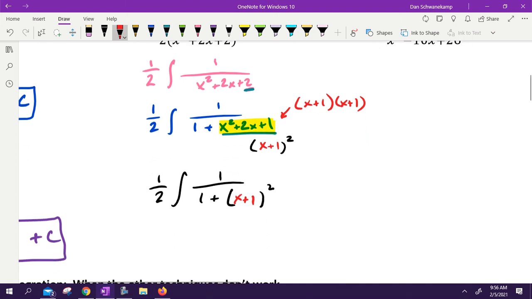It's in that form we want. It's 1 over 1 plus something squared. So my answer to this question is 1/2 arctangent of something plus c. What's going to be my something here? x plus 1. And that should make sense because the derivative of x plus 1 would just be 1.